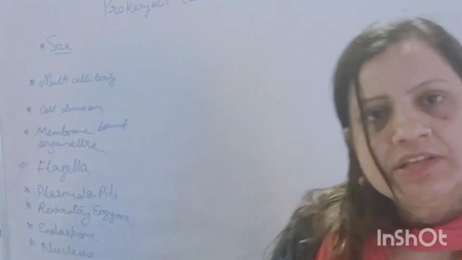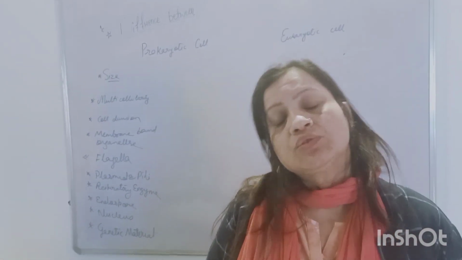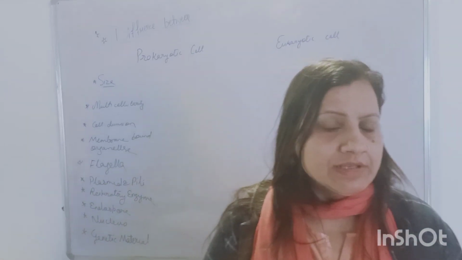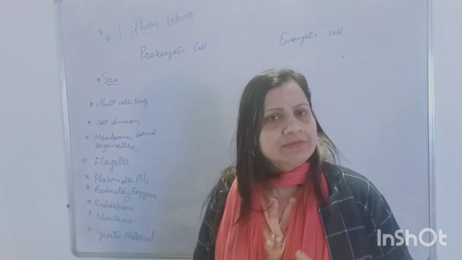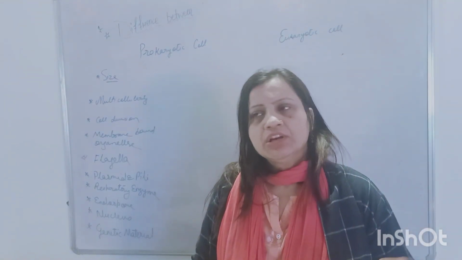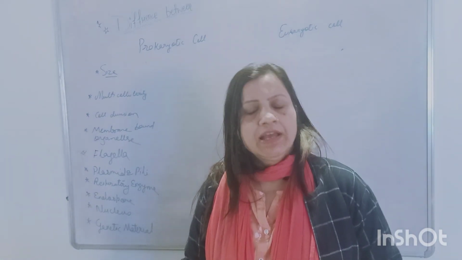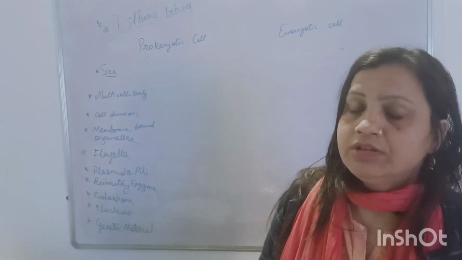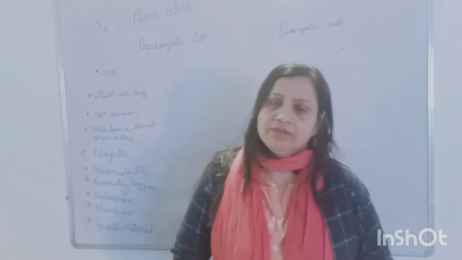Today the topic is on prokaryotic and eukaryotic cell differences. So let's go on prokaryotic and eukaryotic cell differences. Before that, we all know that pro means primitive in case of prokaryotic. So they are primitive type of organism like bacteria and green algae. And eukaryotic cells are mostly all the multicellular organisms like plants, animals, protista and fungi.